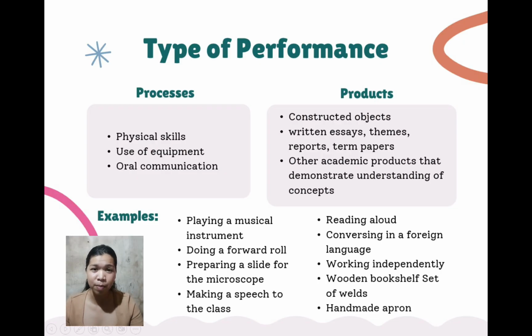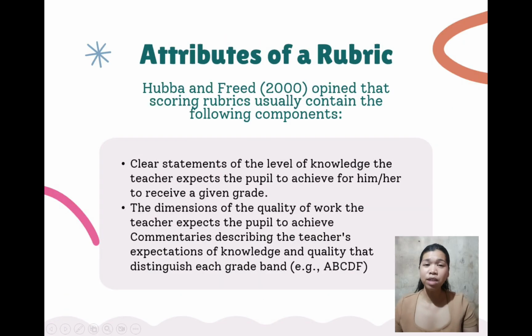Other examples are playing a musical instrument, doing a forward roll, preparing a slide for the microscope, making a speech to the class, reading aloud, conversing in a foreign language, working independently, a wooden bookshelf, a set of wheels, and a handmade apron. Now let's move on to the attributes of a rubric.